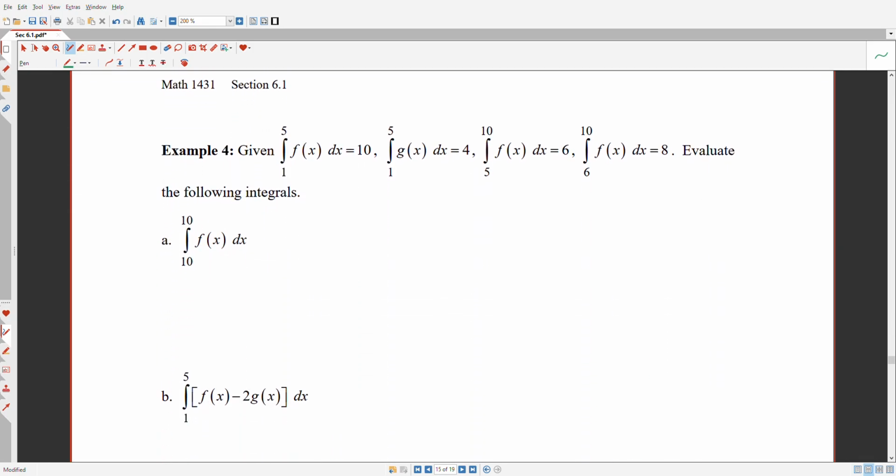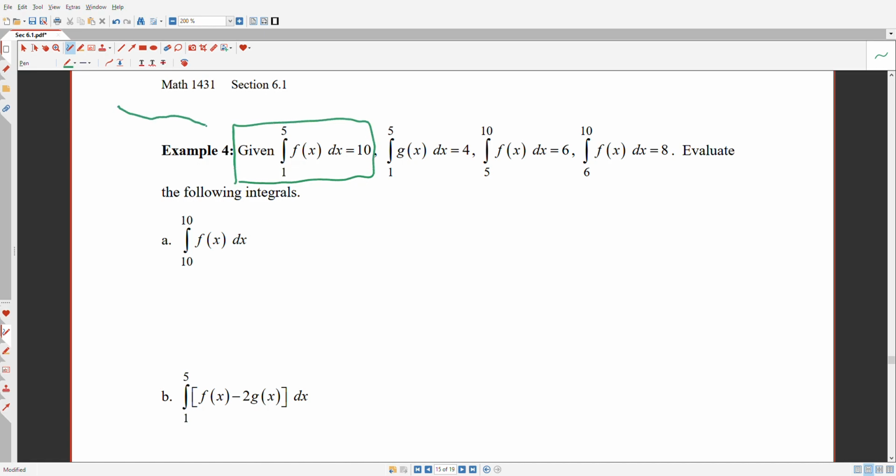Okay, so this is a really good type of example. They've actually done all the tedious work in example 4. Example 4 says, suppose we are told that the definite integral of some function from 1 to 5 is the number 10. I'm going to stop there.